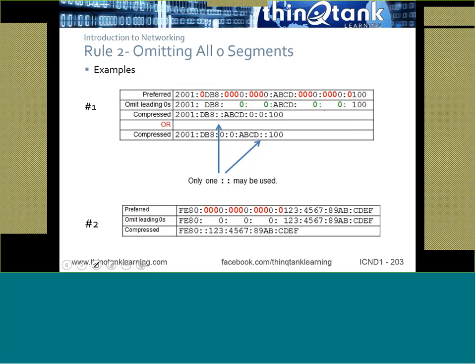Now you're still looking at this, I know you are, and you're saying, well, that's fine, but it's still a long address. I still don't want to tell somebody my address is 2001:db8:abcd:0:0:100. Well, you're not going to have to. I'll explain why in a minute.